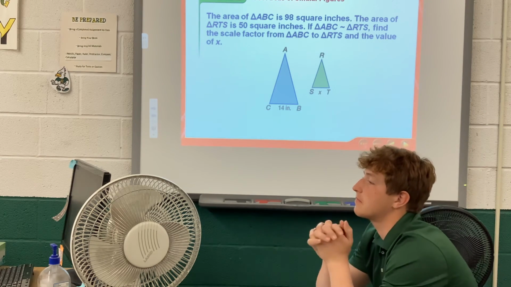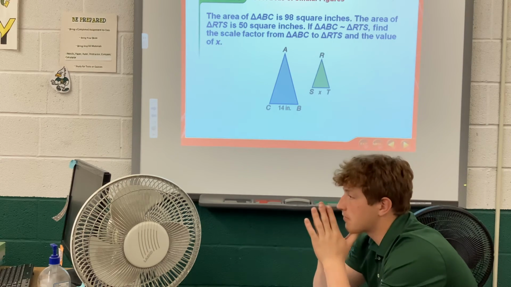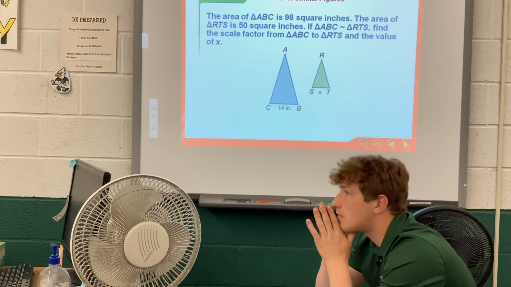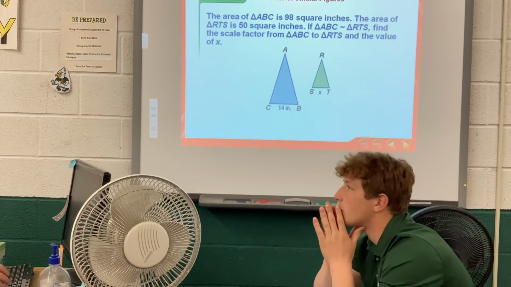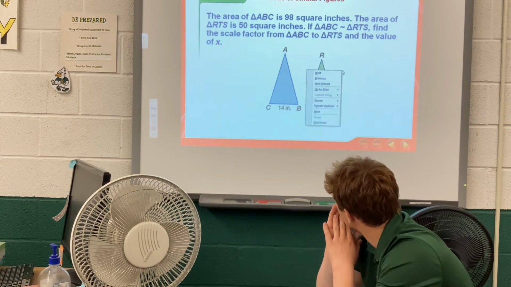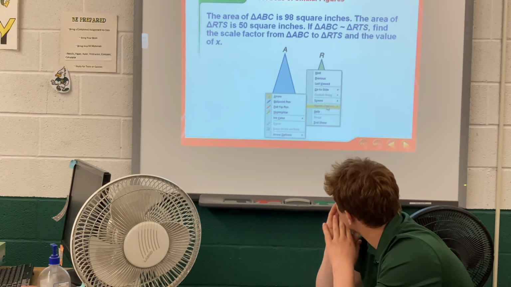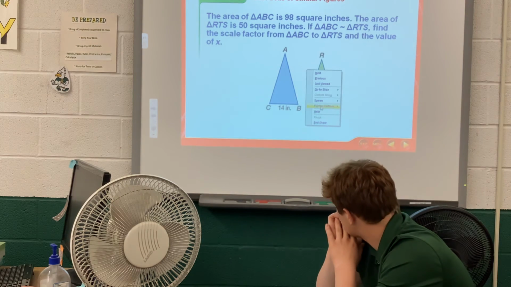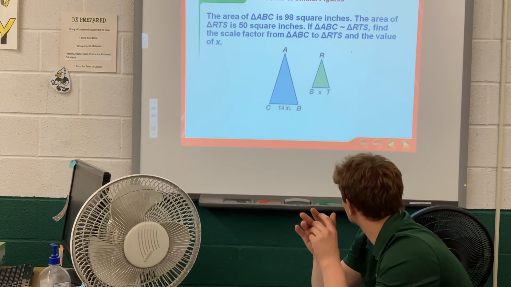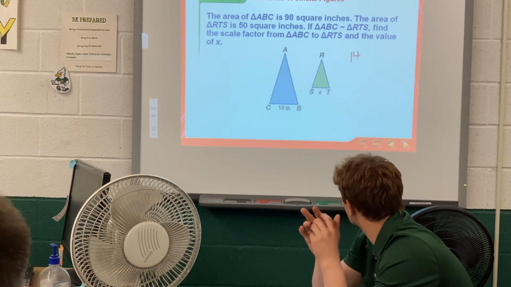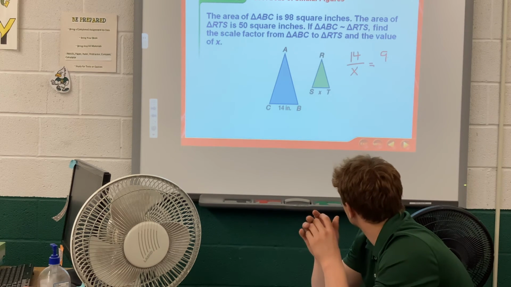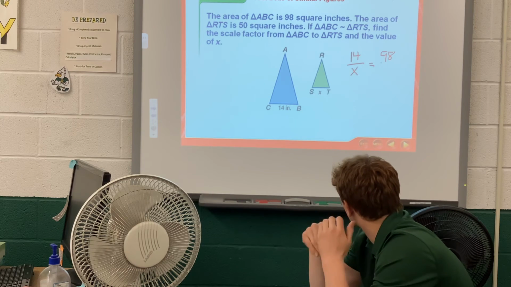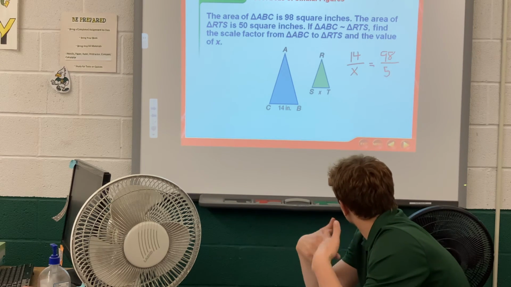Now here's the other thing that's a little bit more complicated with this one. What am I going to do to set up my proportion? 14 over x equals 98 over 50. Oh, it's going to be squared. Okay. Say it one more time. 14 over x, squared. So 196 over x squared is equal to that. 98 over 50.